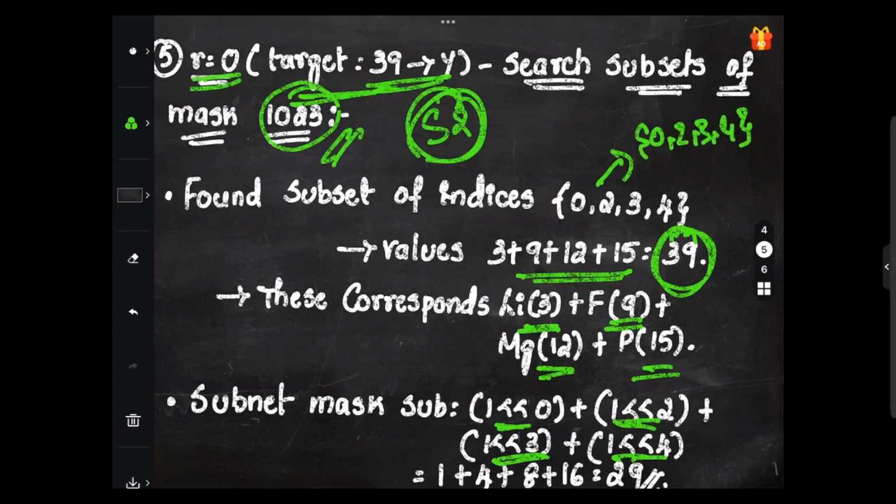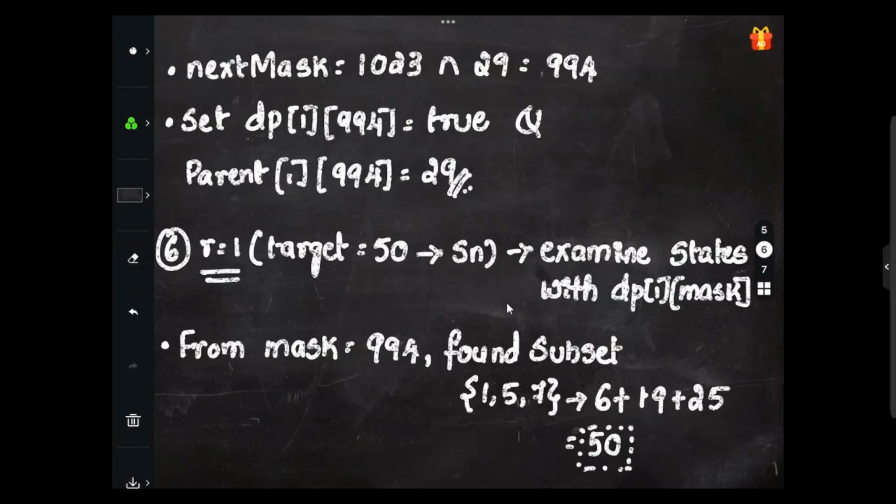So one left shift 0, same goes with 2, 3 and 4: one left shift 3, one left shift 4. This is fine. The values that we get here are 1, 4, 8 and 16, which lead to 29. So here we got 39 and 29. Now we will be going with the next mask, nothing but 1023 XOR 29. The value we get is 994.